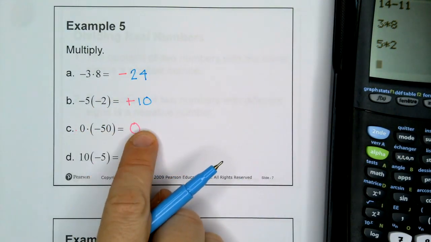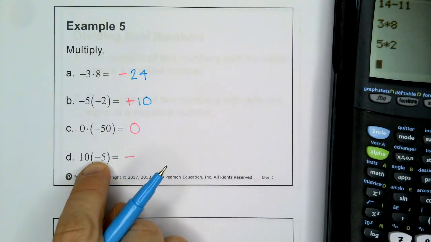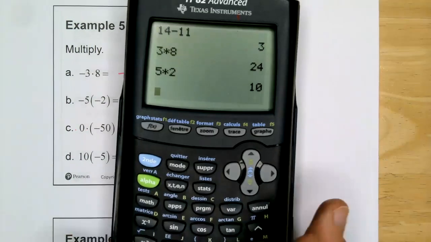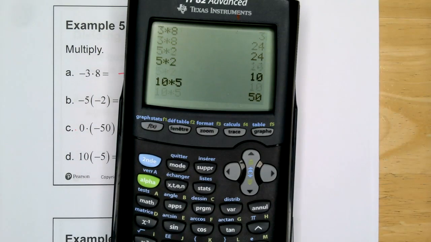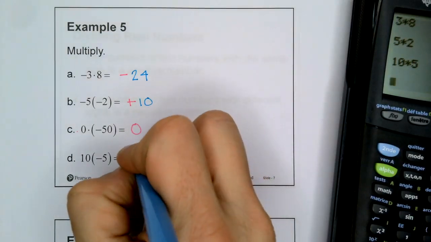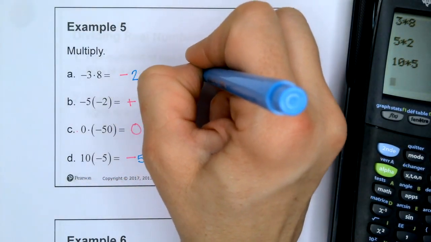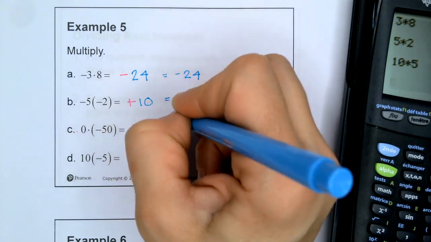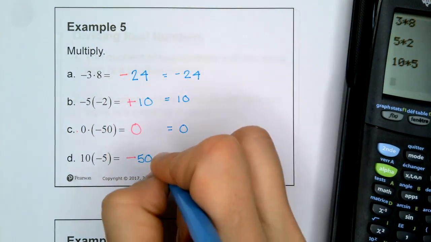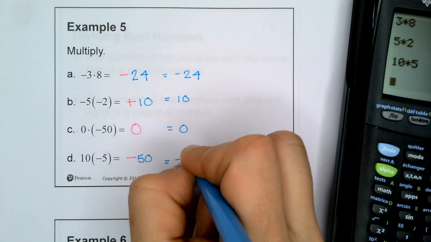0 times a -50 is 0. A positive times a negative is a negative. 10 times 5 is 50. Good. So we have -24, 10, because we don't need a sign for a positive number, and -50.